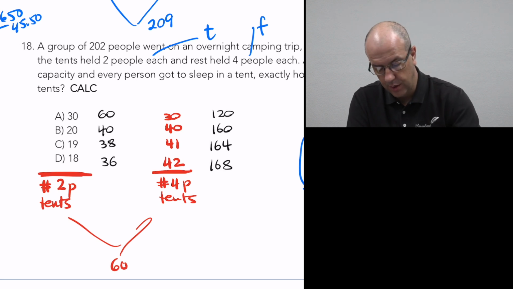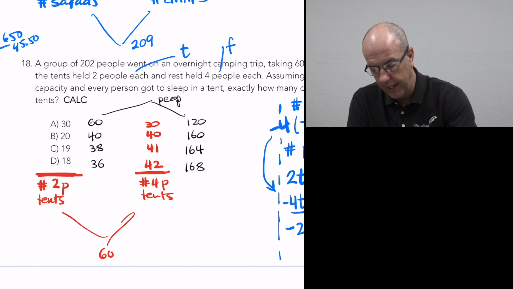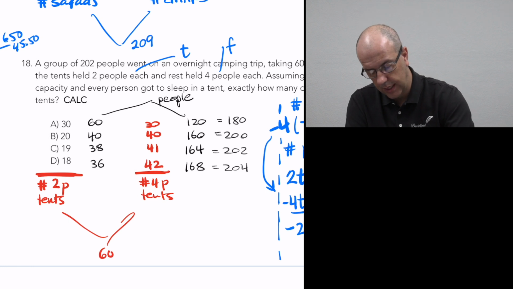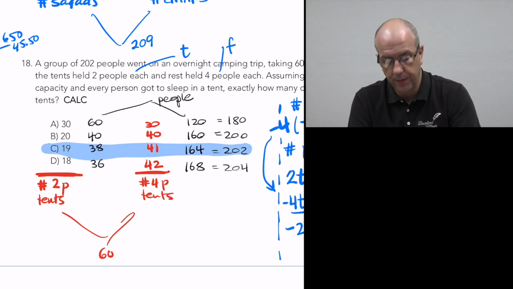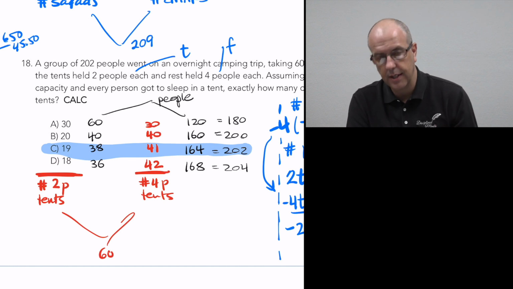Okay. So these 2 columns represent the number of people, and if I add them together, I get 180, I get 200, I get 202, and I get 204, right? And so this is the one that gives us the correct number of tents and the correct number of people, and therefore it has to be the correct answer. I noticed that I didn't have to write any equations, right? I just had to solve mathematically.